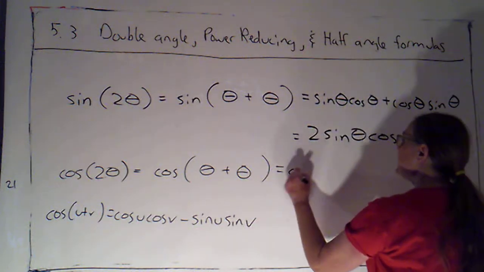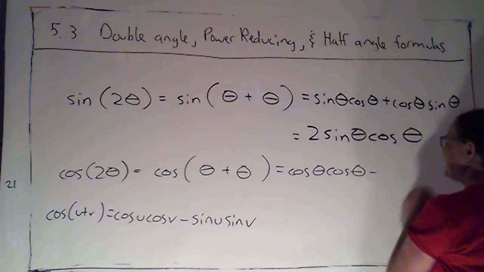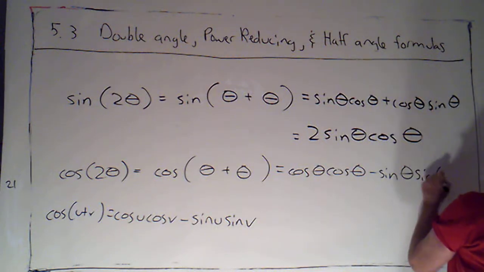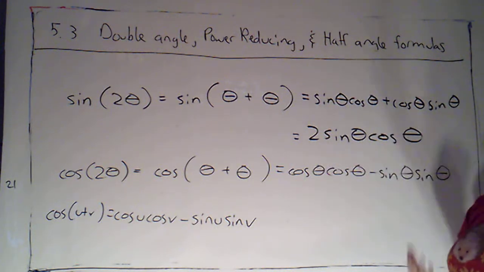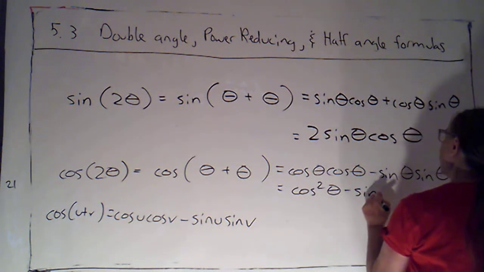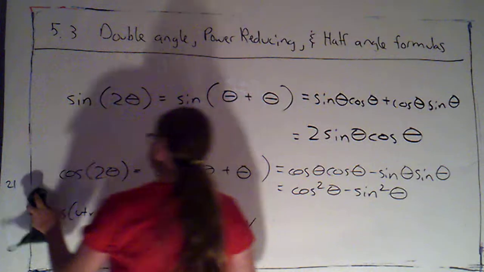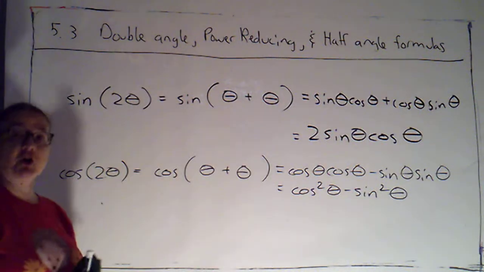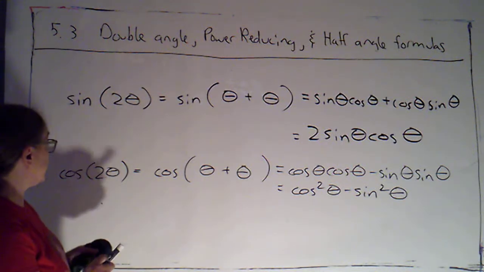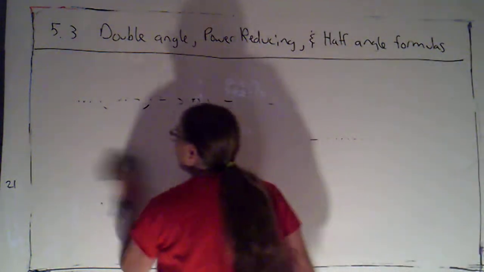So cosine u becomes cosine theta. Cosine v becomes cosine theta. Minus sine u becomes sine theta. And sine v becomes sine theta. And of course, cosine times cosine is cosine squared. So that's cosine squared theta minus sine squared theta. Now, it turns out that with the double angle formula for cosine, there are actually 3 different versions that we can use. So let me, just to clear up some space, I'm going to just write the results that we have so far.